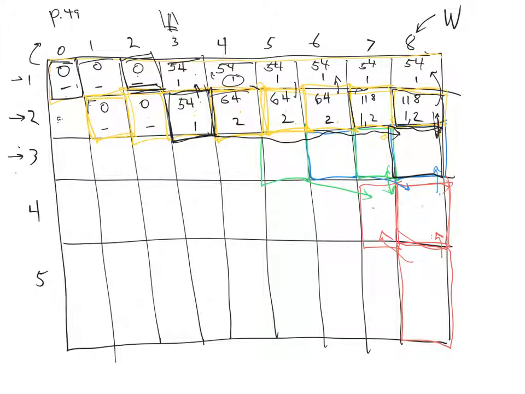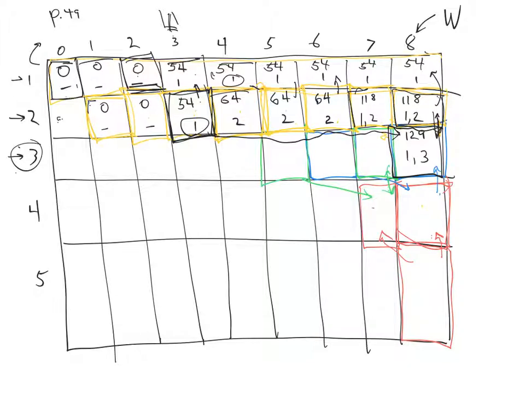So 54 plus item 3, which is worth 75. 54 plus 75 is what, 129, I think? And yeah, that beats the 118 above. Is that right? 54 plus 75 is 129. Yeah, 129. So we're going to achieve 129, and we're going to do it with item 1 and item 3.